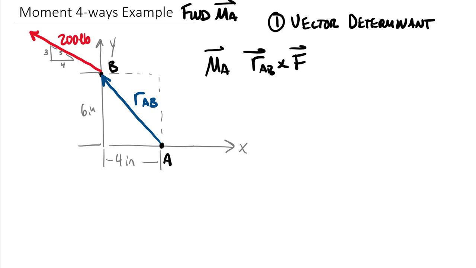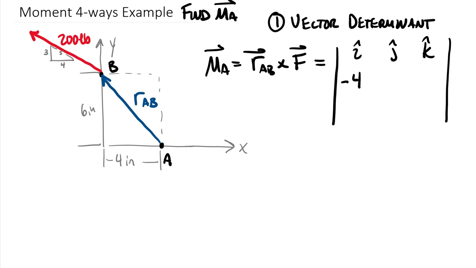So our moment at A is a vector and is equal to this cross product. In determinant form, we know that in the top row, we're going to put our unit vectors, i hat, j hat, and k hat. In the next row, I'm going to put the components of my position vector. I have 4 inches going in the negative X, so that's going to be a component here of -4. I have 6 inches in the positive Y, so that's going to be +6 in the j hat. And because it's a two-dimensional problem, nothing's going in or out of the page for a distance. The force is going to have similar X and Y components and no Z component.